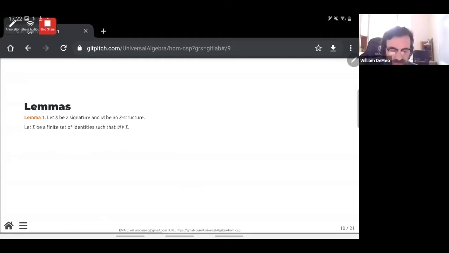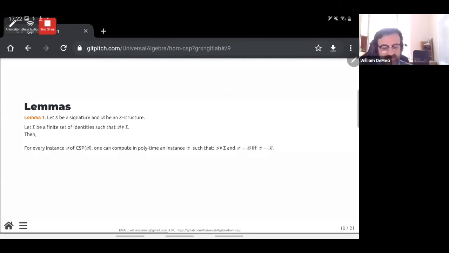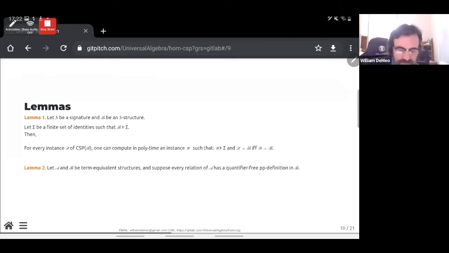If you have a signature and a structure B in that signature, and a finite set of identities in that signature such that B models all of those identities, then for every instance X of CSP of B, we can compute in polynomial time an instance Y such that Y models those identities, and X has a homomorphism to B if and only if Y has a homomorphism to B. That's the first result we'll use.